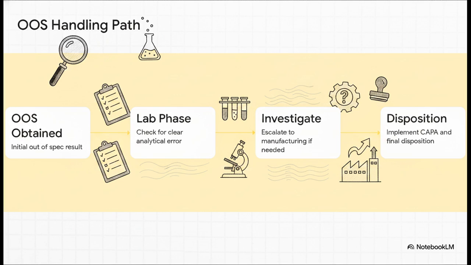First, you get the OOS. Then, you immediately kick off a lab phase investigation to check for clear analytical errors. If you don't find one, you escalate to a full manufacturing investigation. Finally, you reach a disposition and implement your corrective and preventative actions. You've got to be ready to walk an inspector through this exact flow using a real OOS example.